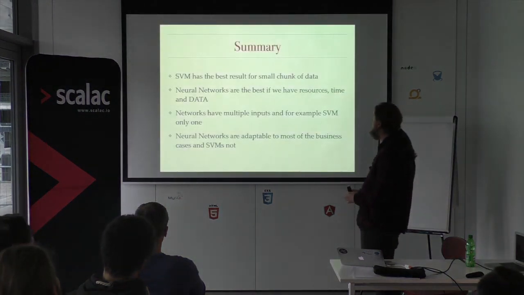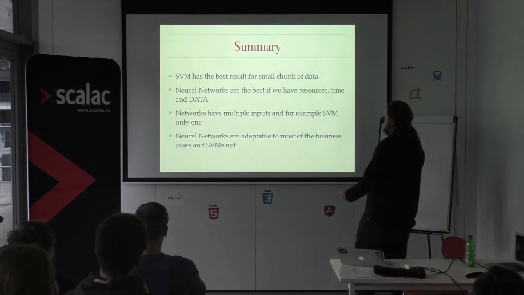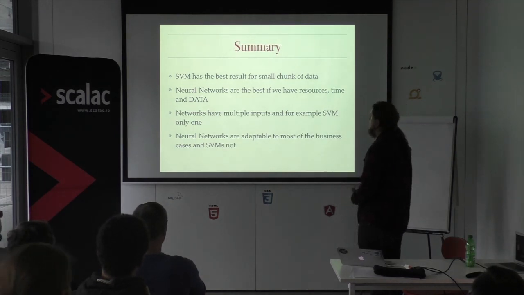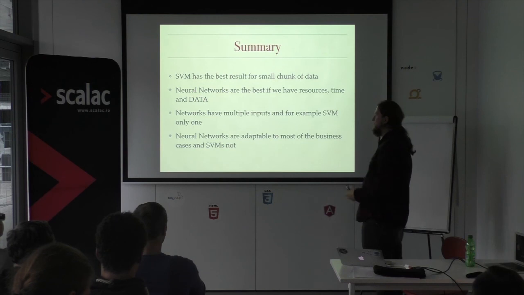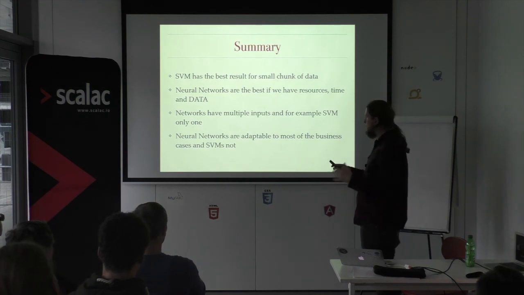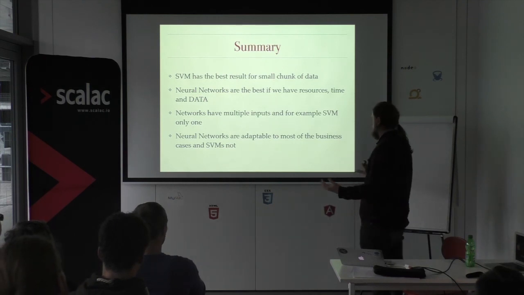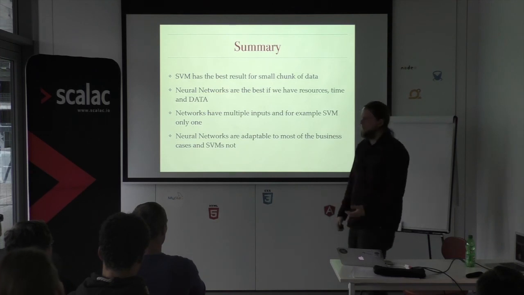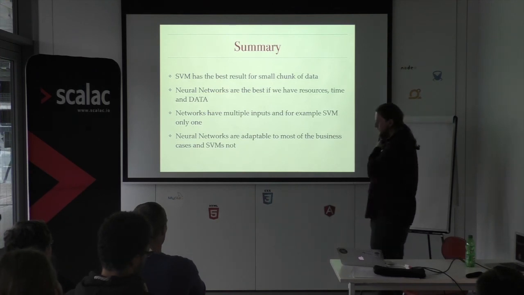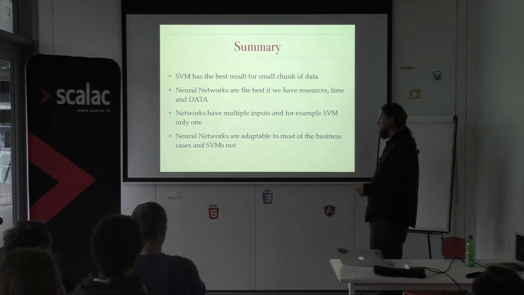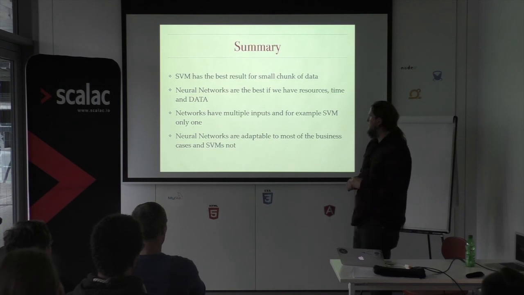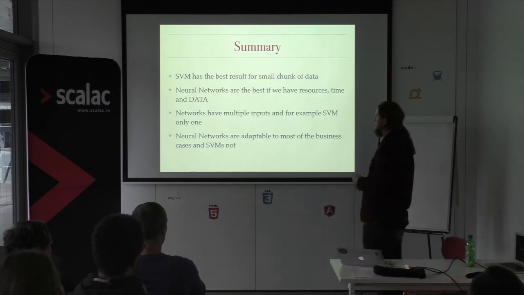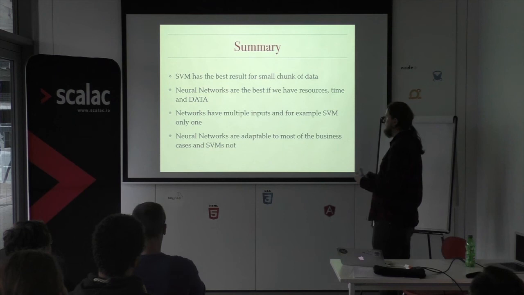So, in summary, SVMs got the best result for a small chunk of data. I don't compare our first classifier because I wanted to make only a comparison between SVMs and neural networks. Neural networks are the best if we have the resources, of course, and the data, because neural networks outperform every classifier, and one of the conditions is that we need to have a large chunk of data for the network to play with.